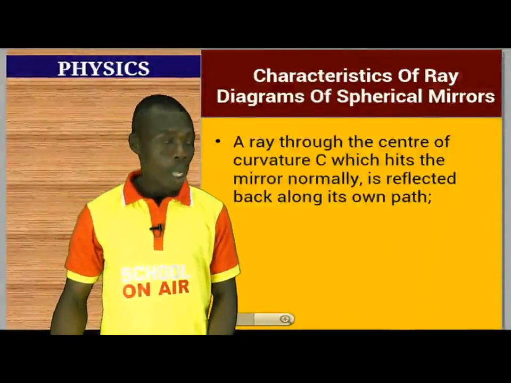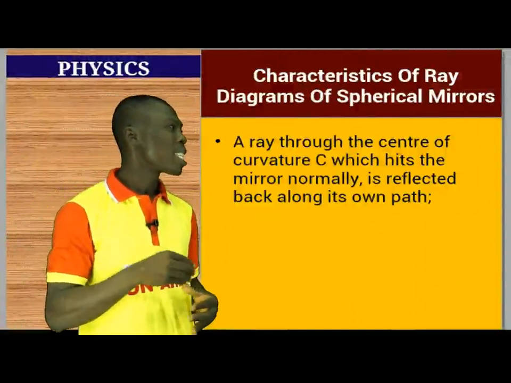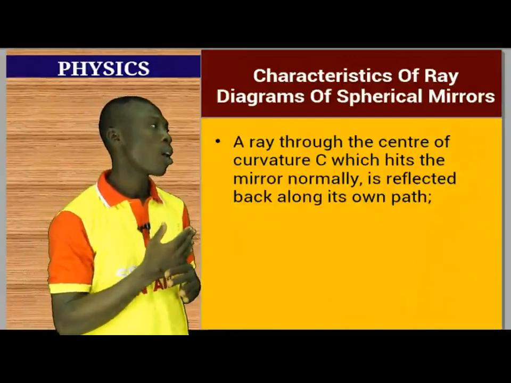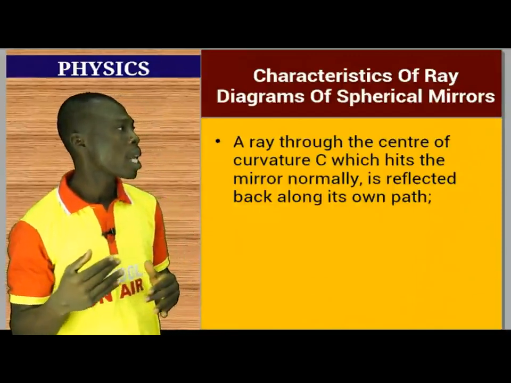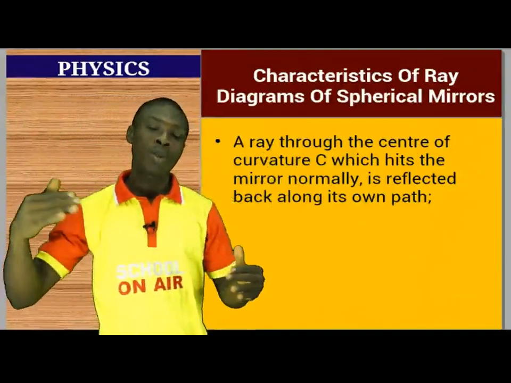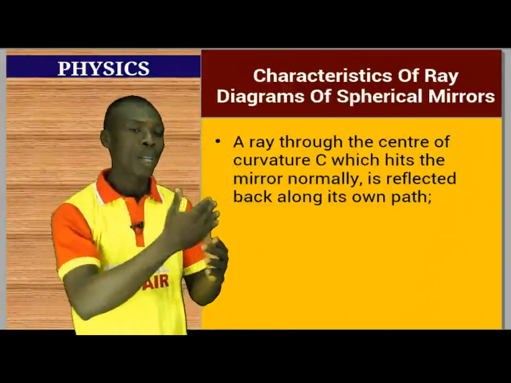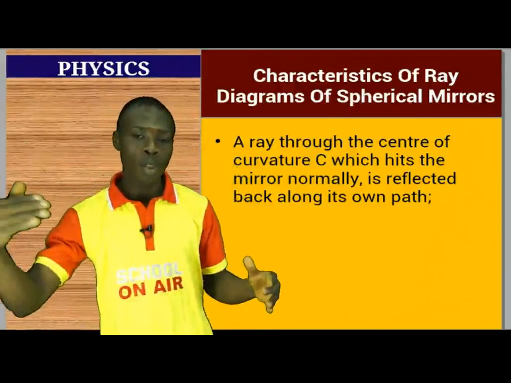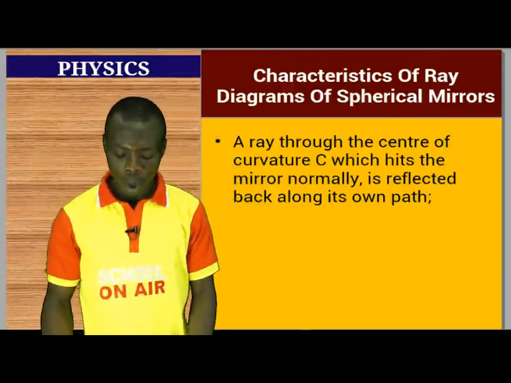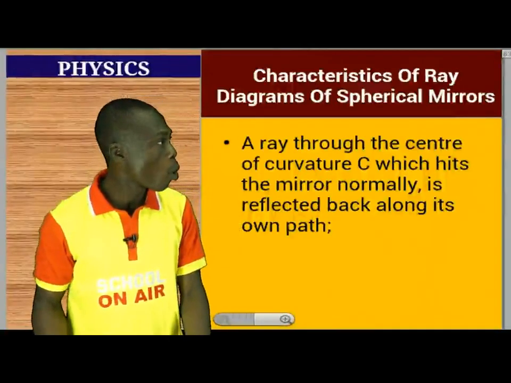And when you have a ray that is passing through the center of curvature, which hits the mirror normally, it's incident on the mirror normally, and it passes through the center of curvature C, it is reflected back along its own path. So it does not reflect up or down. It goes back through the center of the mirror. So when a ray is passing through the center of curvature, it's retracing a step back through the center of curvature. So it's reflected back along its own path.